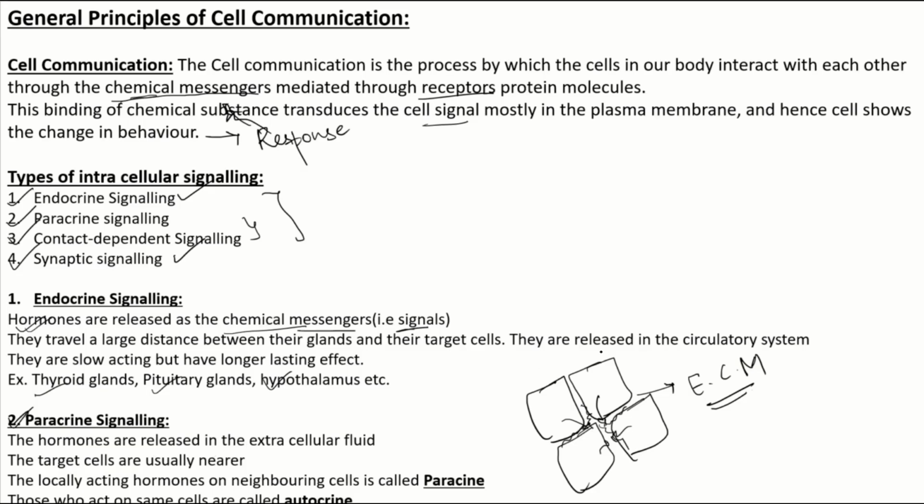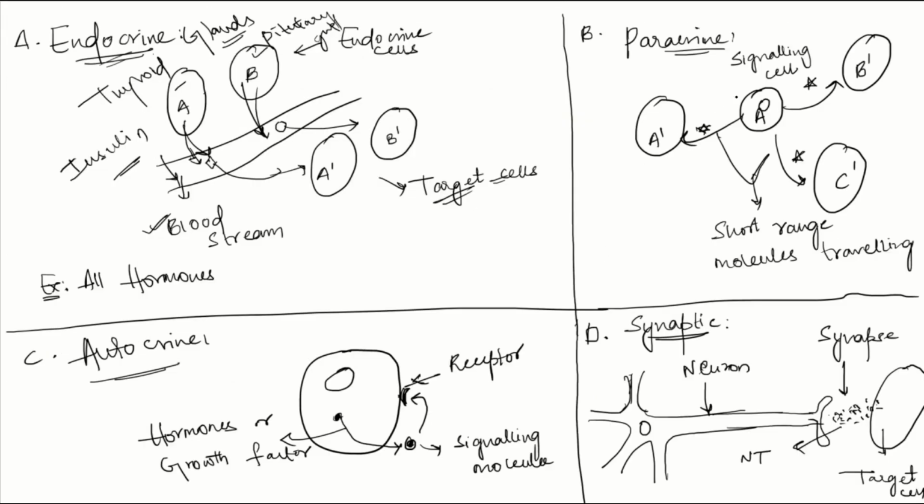The target cell is usually nearer. This is the very basic thing, because if the cells are not releasing into the proper circulatory system, the target cell has to be nearer to the signaling cell, or else, extracellularly, the hormones cannot travel a long distance. Here you can see this is the signaling cell, and it has released its hormones in the extracellular matrix.